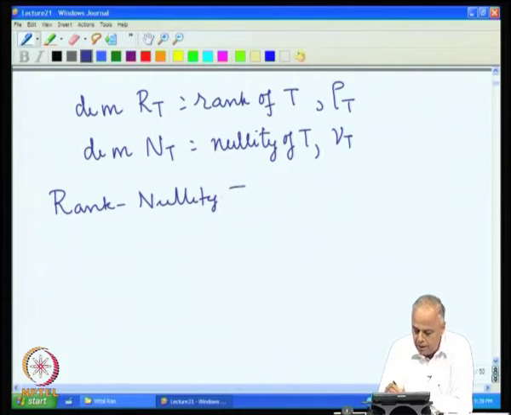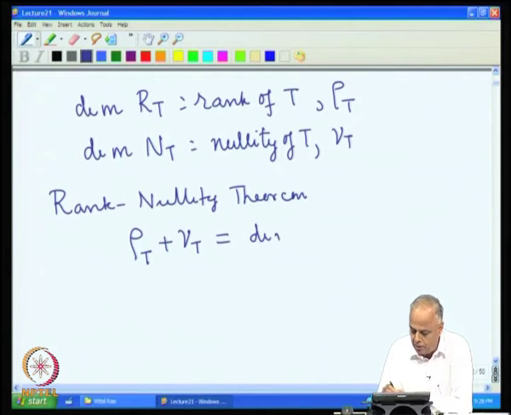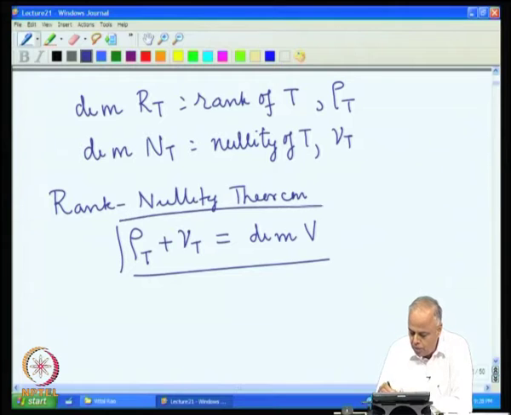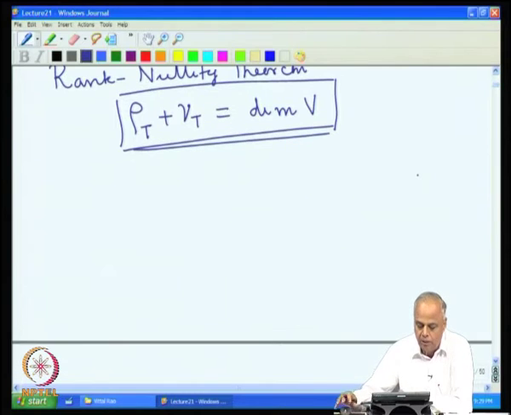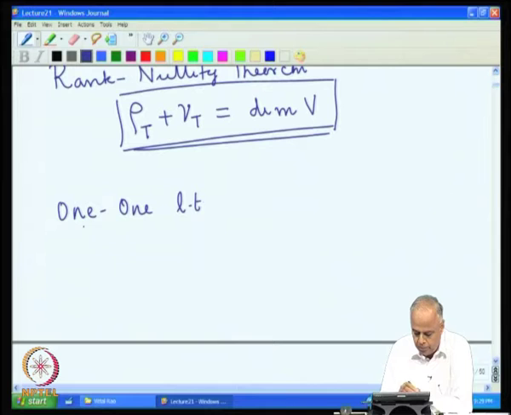The rank nullity theorem gave us that the rank of T plus the nullity of T is equal to the dimension of the domain space V. This is one of the most important theorems for linear transformations, and this gives us much information about how to construct a basis for the range of T and the null space of T. We then introduced the notion of 1-1 linear transformations.